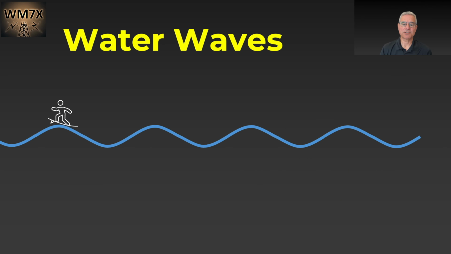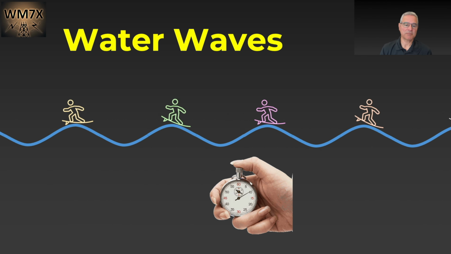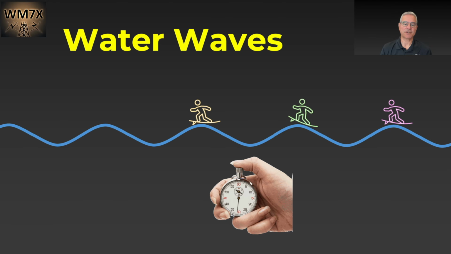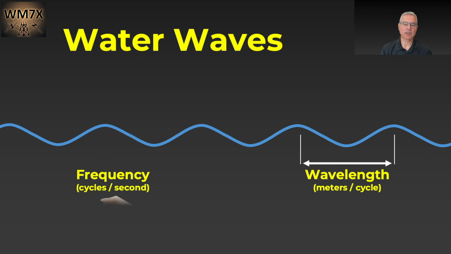Now, if you're sitting in a boat watching the surfers go by, you might see that there's one surfer every second. So if someone asked you how frequently a surfer goes by, you might say one surfer per second, which just means one cycle per second because they're on the crest of the wave. So that's the frequency. All right, so now we know that the length of one cycle is the wavelength and the number of cycles every second is the frequency.